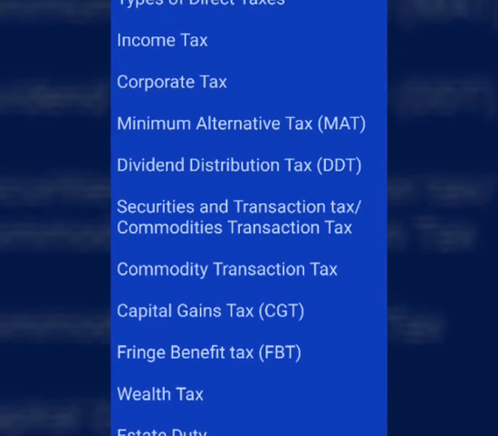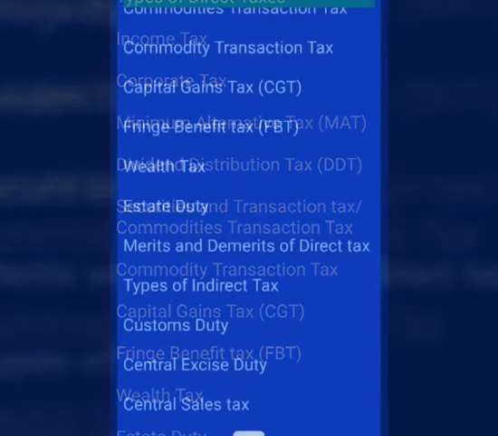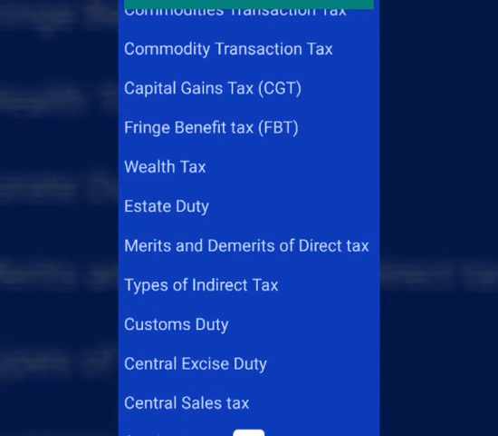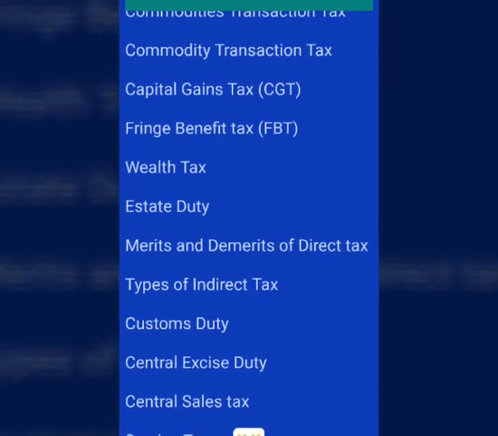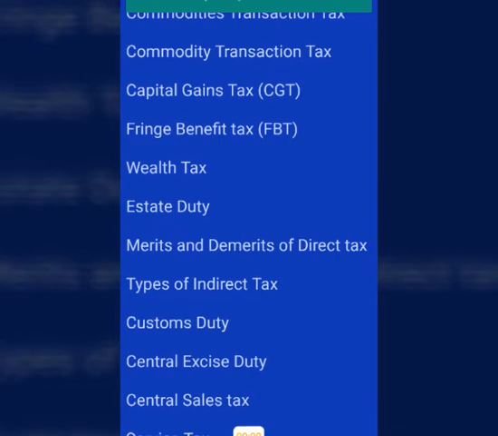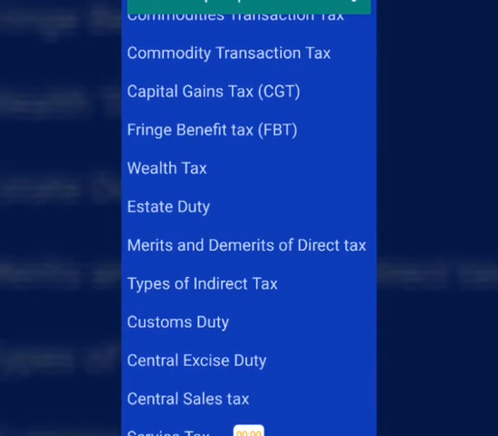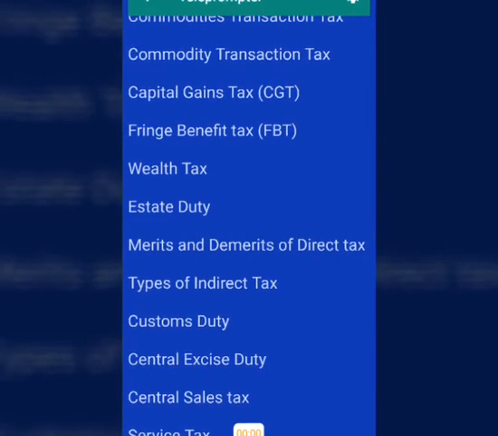Types of indirect tax: customs duty, central excise duty, central sales tax, service tax, GST. Merits and demerits of indirect tax. Practice questions. 1. Tax. First, let us understand what we mean by tax.